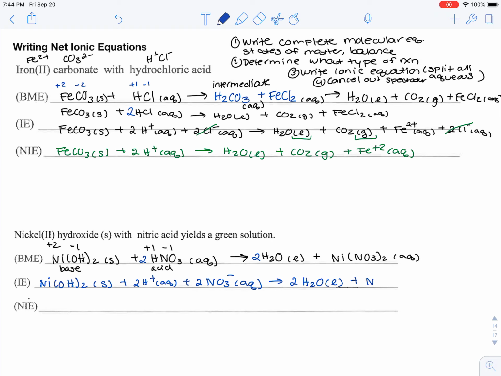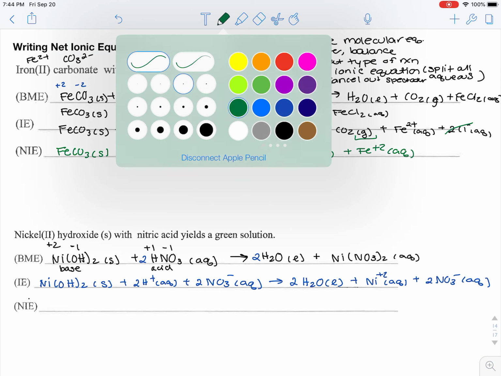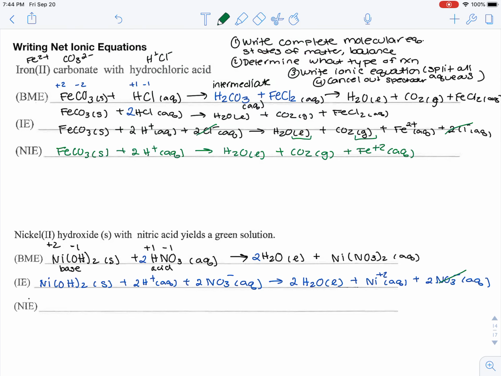And then we split up nickel 2 plus aqueous, and the 2 pertains to the nitrate here. There's 2 nitrate ions. So now again, you cancel out your spectators and you see I have 2 nitrates on both sides, and that's it. And then you're left with nickel hydroxide 2 plus 2 hydrogen ions. That makes water plus nickel 2 plus ion. And then double checking, nickel on both sides, 2 oxygens on both sides, 4 hydrogens on both sides.